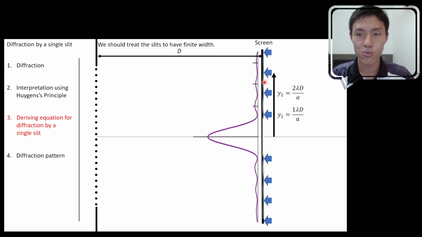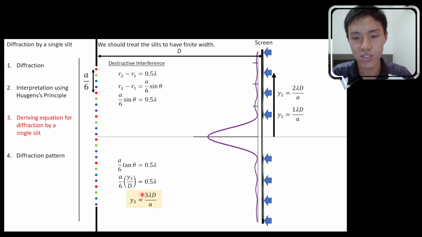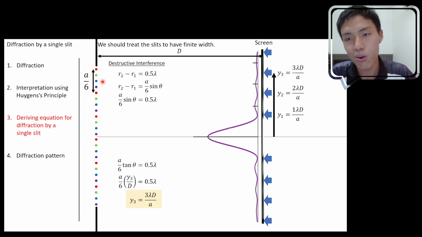For the third dark fringe, I'm going to split into 6 parts. First part, second part, third part, fourth part, fifth part, sixth part. So now you can see that it's a/6 right now. So you go through a derivation, you get 3 lambda d/a. Okay, this is 3 lambda d/a. So how do they cancel out? Well, all the reds will cancel out. Basically this one cancels this one, this one cancels this one, this one cancels this one. Green cancel green, green cancel green, green cancel green. So everybody finds their pair, they also cancel out.